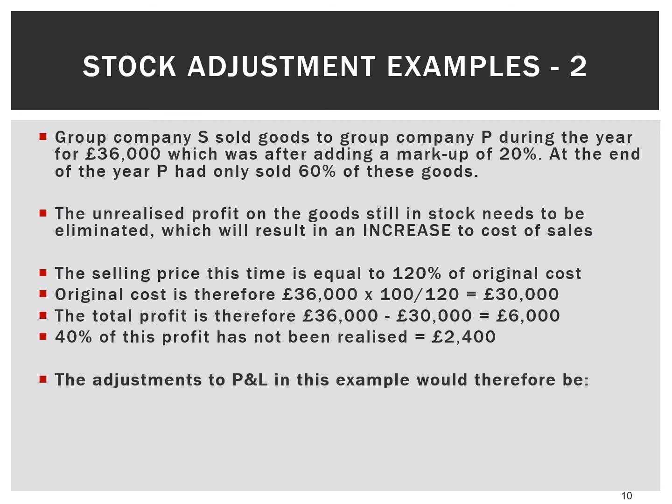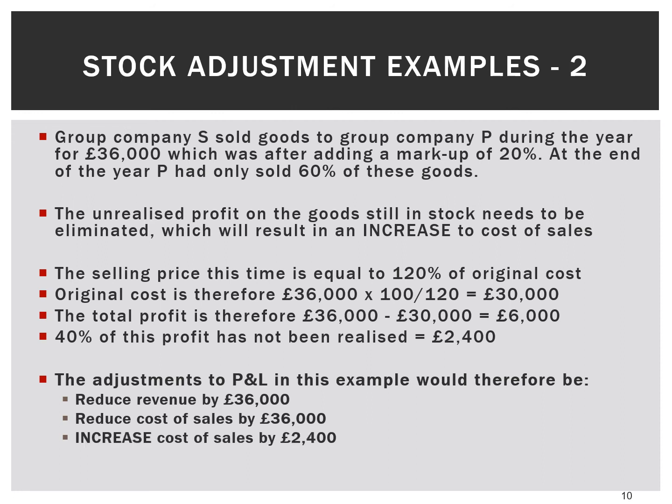This time then the entries will be, as usual, cancelling out the intercompany sale, cancelling out the intercompany purchase, but then finally reducing the cost of the closing stock by £2,400, and that will, remember, be added to cost of sales, debit cost of sales, credit inventory in the balance sheet.